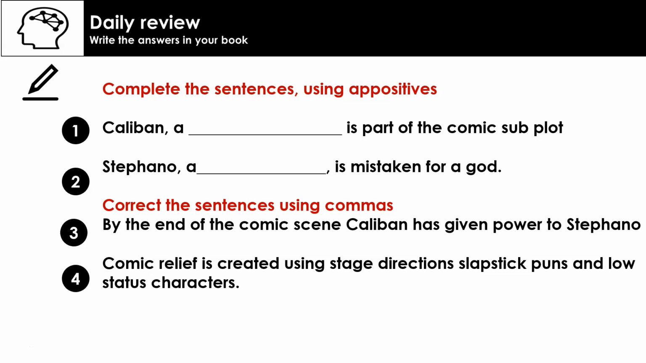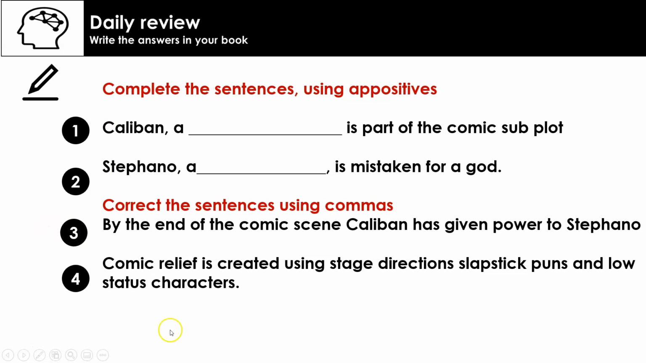For 3 and 4, you're correcting the sentences by using commas. So by the end of the comic scene, Caliban has given power to Stefano. So how would you correct those sentences using commas and other punctuation? And for number 4, comic relief is created by using stage direction, slapstick puns, and low status characters. So again, how would you use commas to bring control into that sentence? So lovely people, I'll allow the teacher just to press pause. It's just our starters, so we don't want to be here too long. So maybe give yourself 4 minutes and then we'll look at the answers together. Off you go.